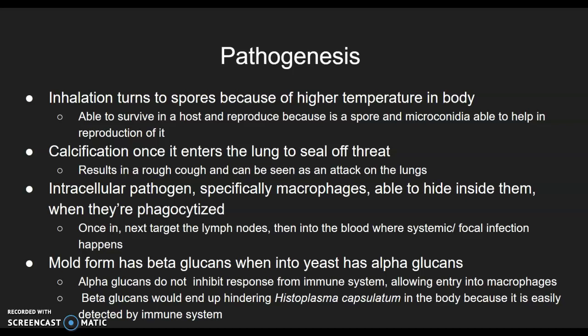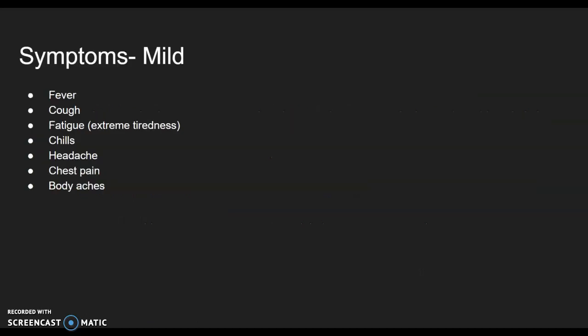Okay, it's an intracellular pathogen specifically for macrophages, able to hide inside them through phagocytosis. This happens because of the cell walls. The alpha glucans are part of the yeast form of Histoplasma capsulatum, so it's able to hide and not inhibit a response from the immune system. Compared to the mycelium form, which has beta glucans, which does induce an immune response in the human body.